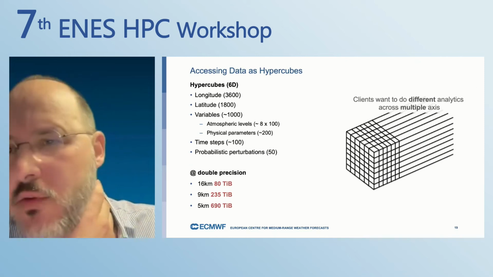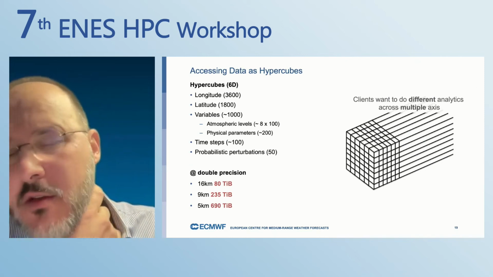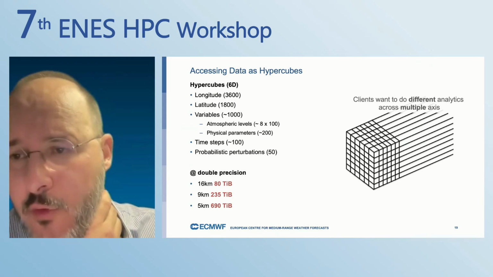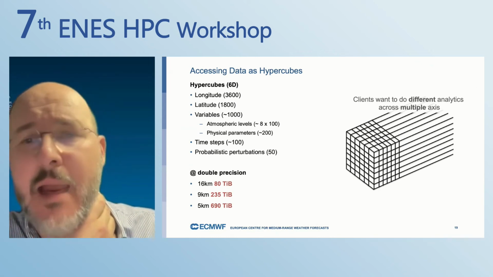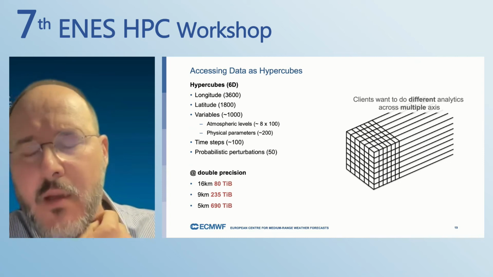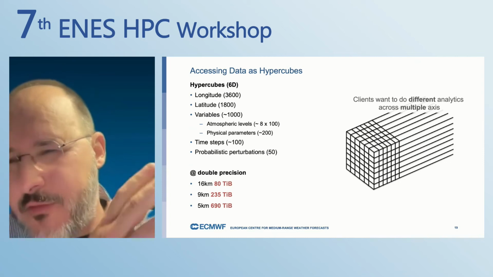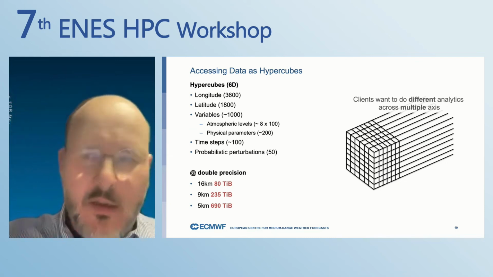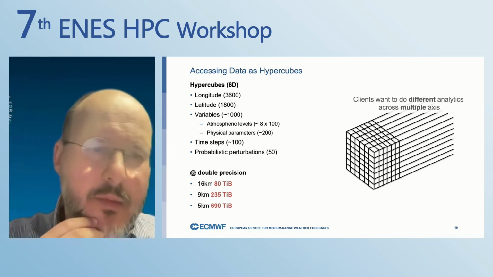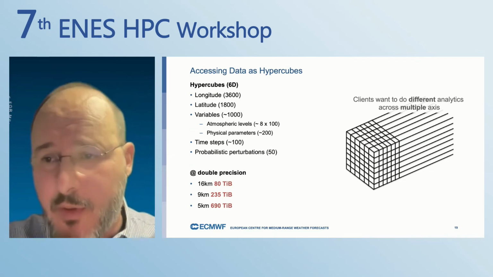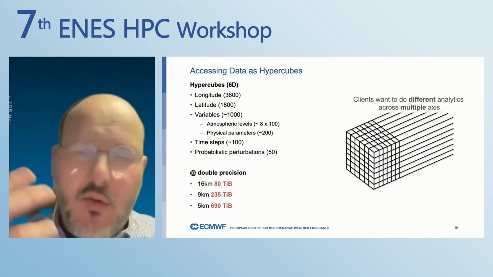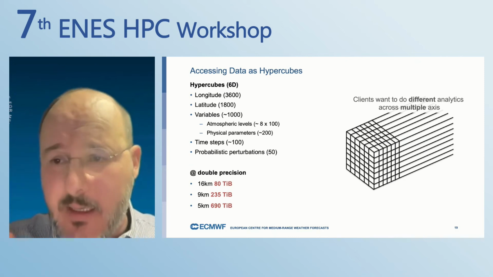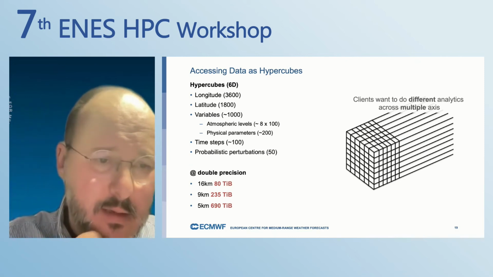Finally, another thing I would like to mention is that as part of this digital twin engine, we are also going to start providing an API for accessing our data with hypercubes. Weather forecasts are hypercubes of roughly 6 dimensions: longitude, latitude, multiple variables, including atmospheric levels or physical parameters, time steps, and probabilistic perturbations. So every day you could consider a forecast as a 6D time cube. And of course, these grow quadratically with resolution, as you very well understand.